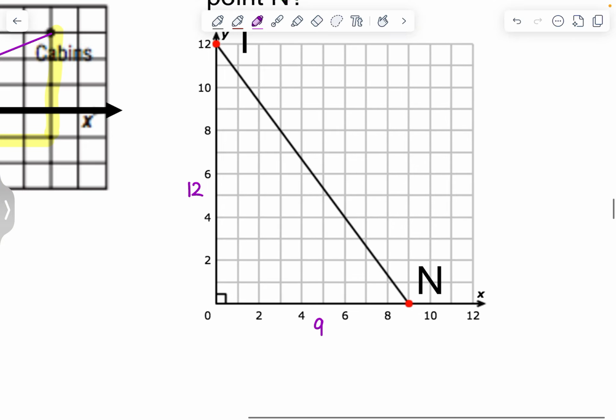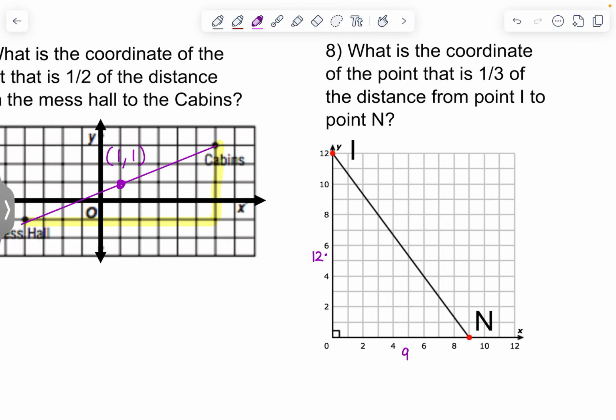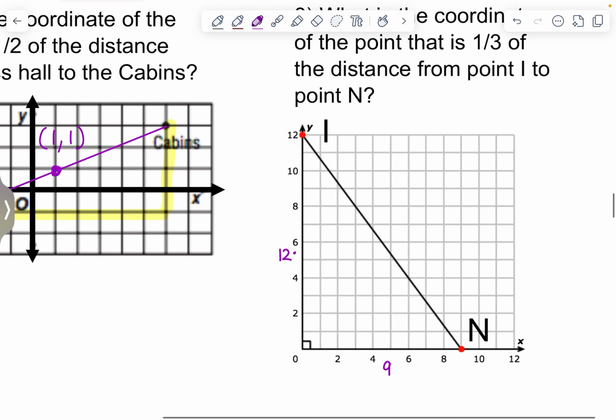What is step 2, y'all? Multiply. What is our fraction? Oh, yeah, I didn't even read this problem because I was ready to wrap it up. 1/3. So 12 times 1/3 should be 4. And 9 times 1/3 is 3.